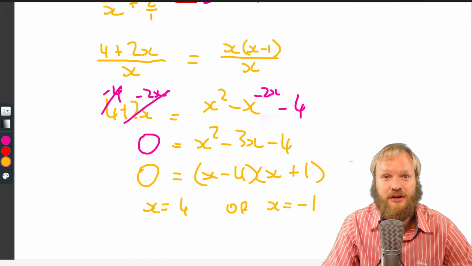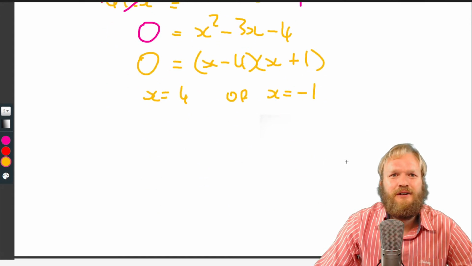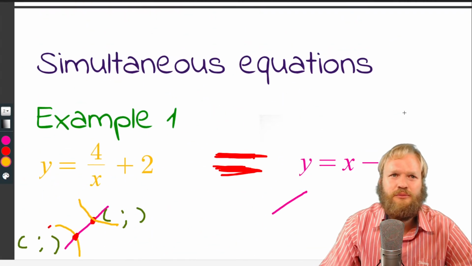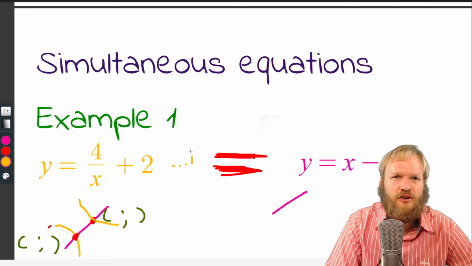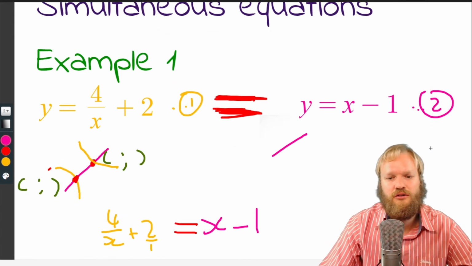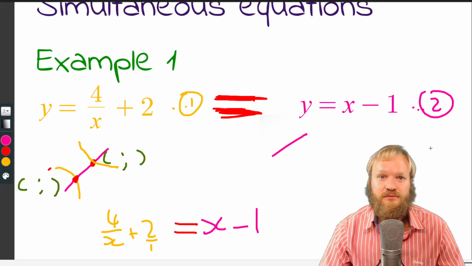Pause, breathe. Right? And then we just substitute in. So if x is 4 or x is minus 1, which equation do you want to substitute that into? Equation 1 or 2 to find out what y is.